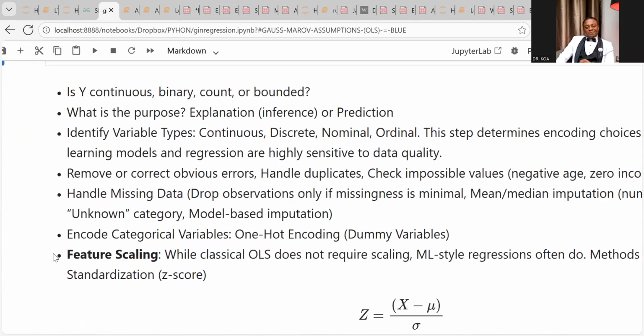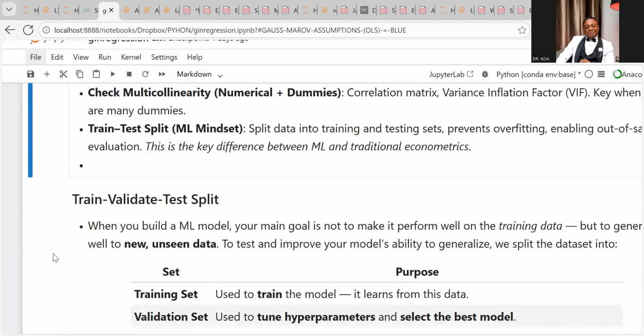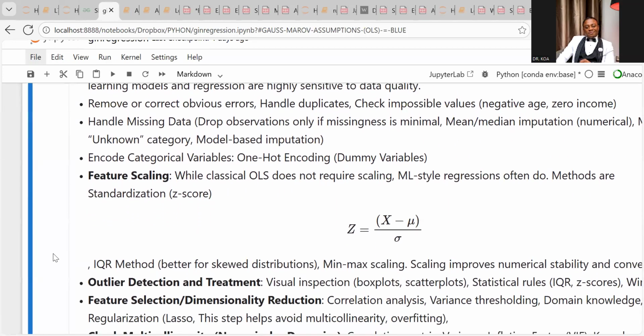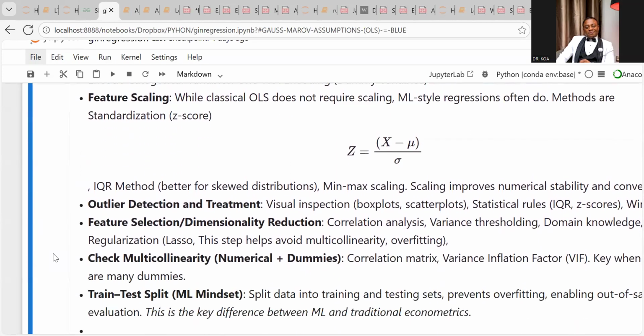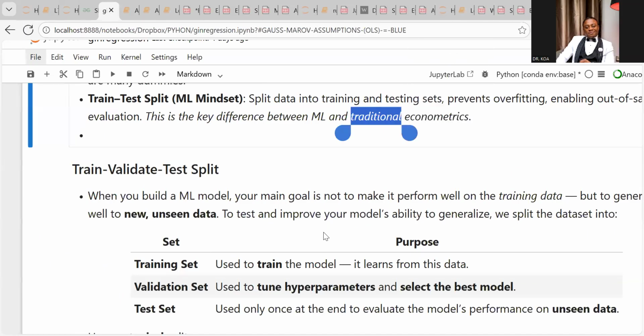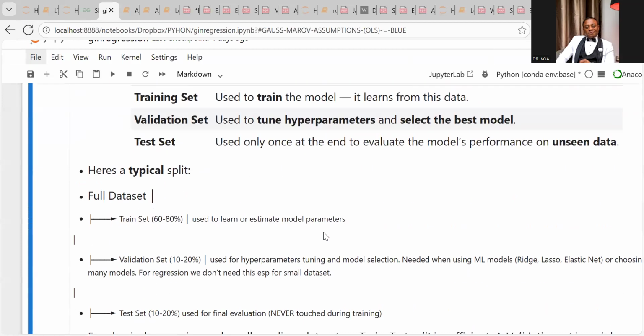Okay. Next time, we are going to look at other things that you need to question before you undertake a simple and multiple regression. There are about 20 different questions you got to ask yourself. We'll look at standardization, feature scaling, and then we'll also look at training a model. How do you train? What is the essence of even training the model? We'll look at all of that.